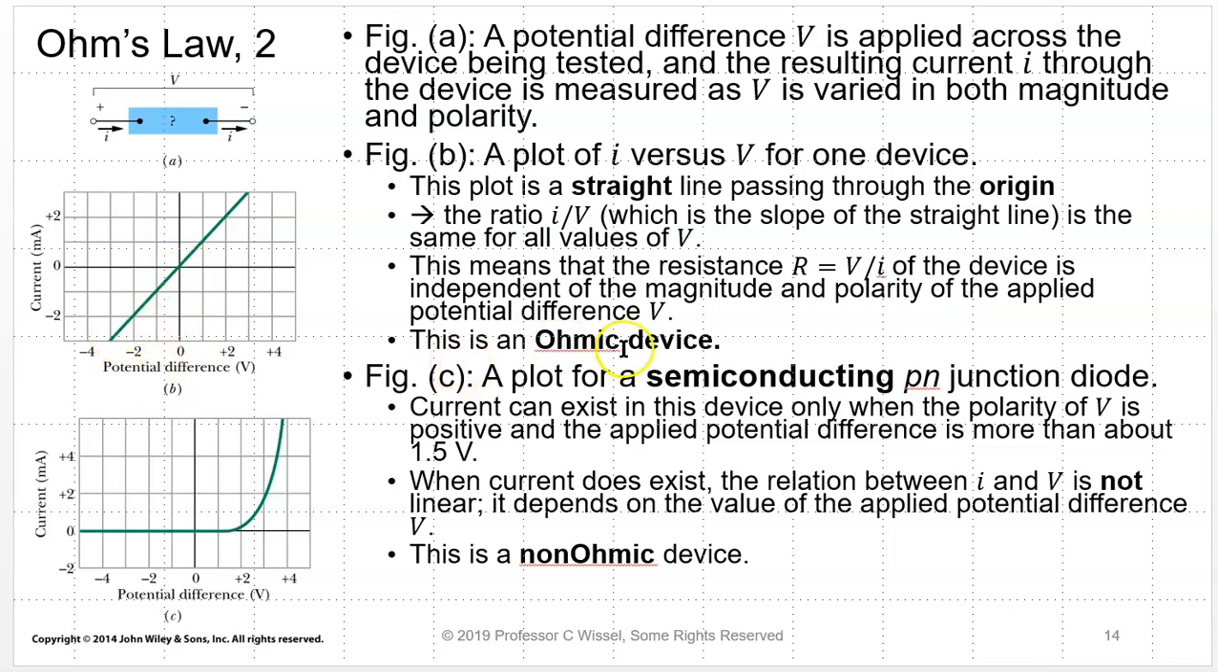This is an ohmic device. Figure C is a plot for a semiconducting p-n junction diode. This would be made out of a semiconductor. Current can exist in this device only when the polarity of the potential is positive and the applied potential difference is more than about 1.5 volts. When the current does exist, the relationship between I and V is not linear. It depends upon the value of the applied potential difference V. This is a non-ohmic device.